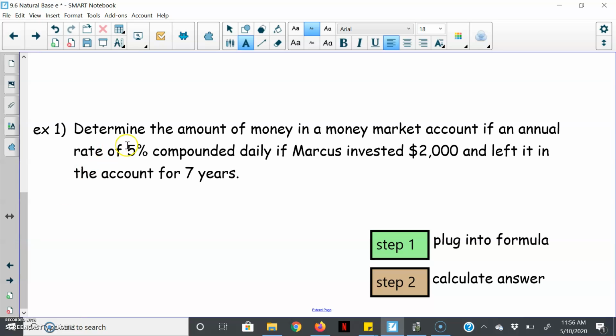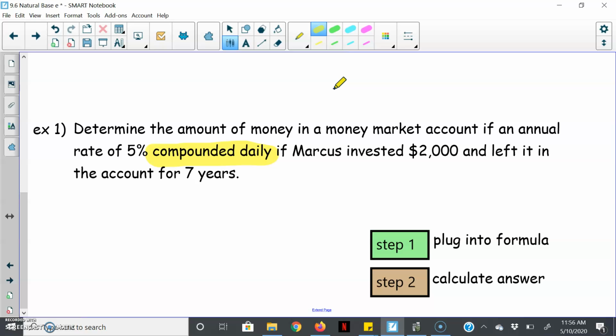So number one, we want to determine the amount of money in a money market account with an annual rate of 5% compounded daily if Marcus invested $2,000 and left it in the account for 7 years. Whew, that is a lot to unpack. What I'm going to do is highlight some things. When you see the word compounded and it's being specific and saying daily, well, daily there's 365 days per year, so n is going to be 365.